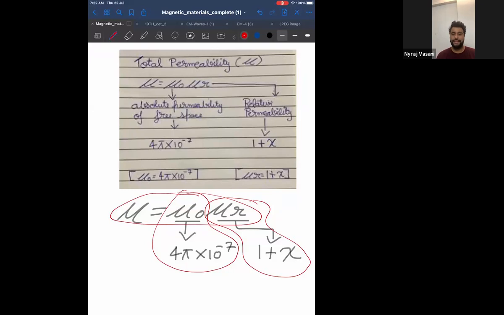That is 1 plus xi. Mu naught is a constant, right? Mu naught will always be a constant, 4 pi into 10 power minus 7. Okay. So till now, when I was talking about permeability, we always were talking about permeability of free space, correct? But now, what if the medium is not free space? What if there is some other medium? Then you have to talk about total permeability. And the total permeability formula is mu equal to mu naught into mu r, where mu is the total permeability, mu naught is the absolute permeability, and mu r is the relative permeability. In this particular formula, mu naught value will never change.